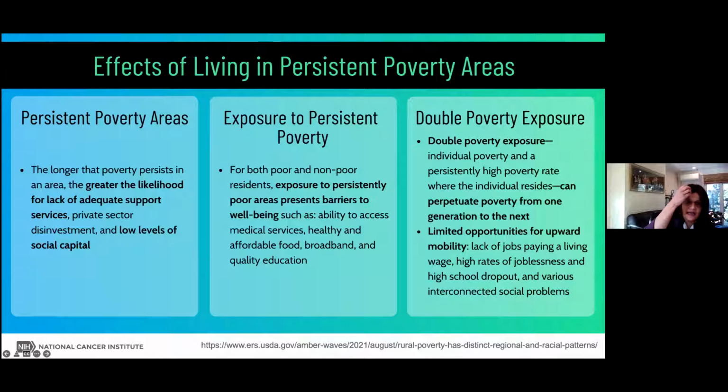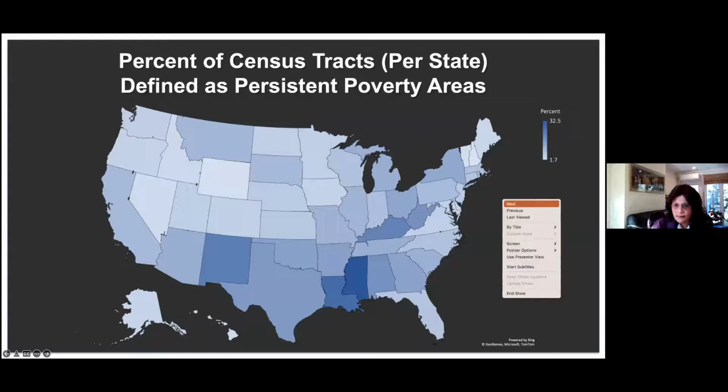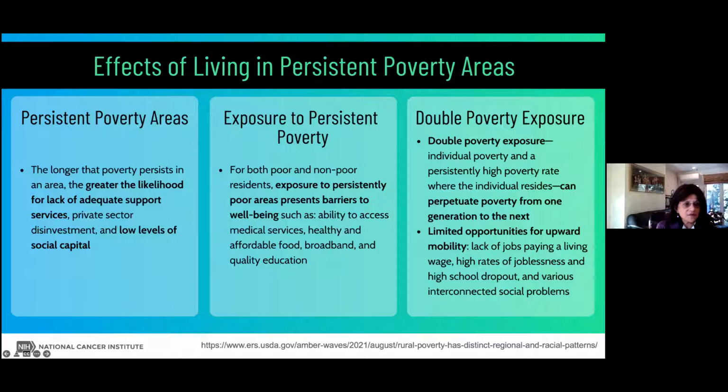So this is from USDA again. What happens in persistent poverty areas is a greater likelihood of lack of adequate support services. One of the big things that they found in persistent poverty areas: exposure also presents a barrier to well-being, the ability to access medical services.